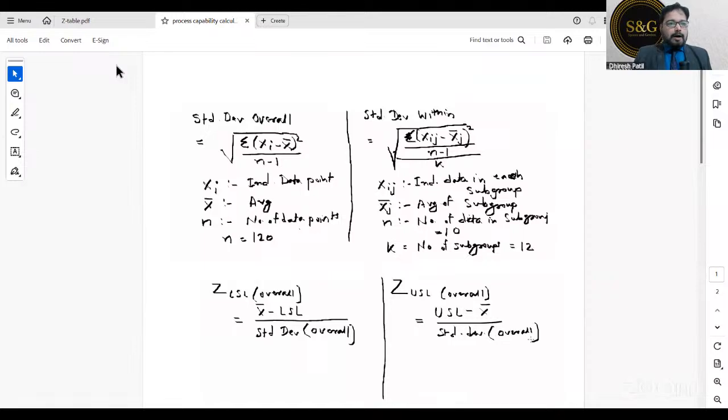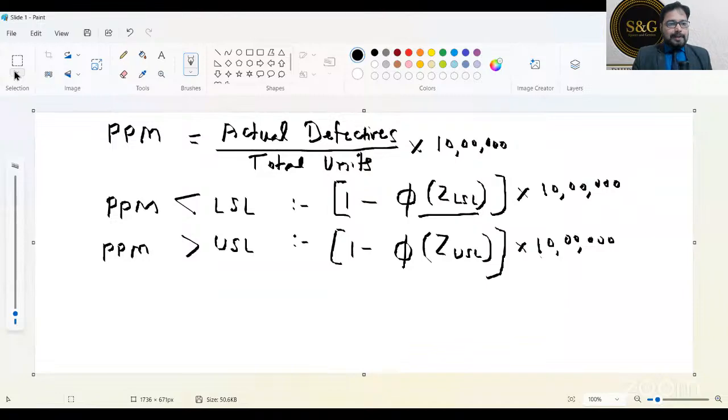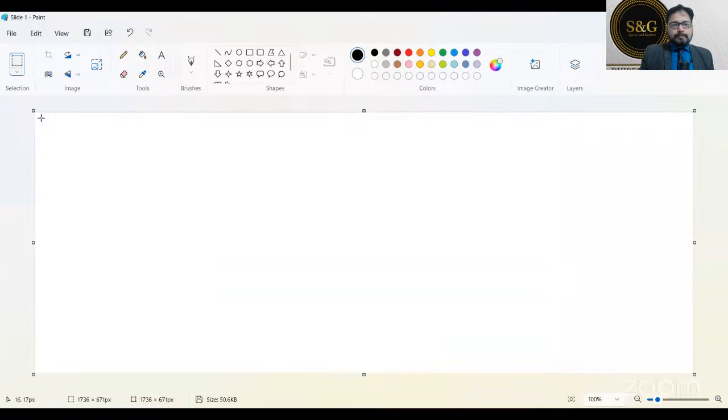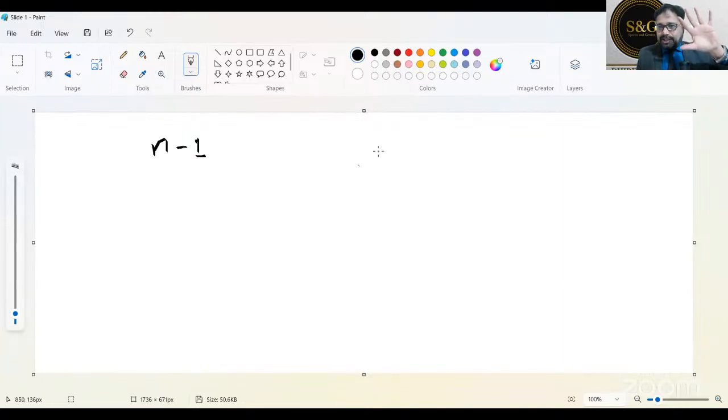Okay, ये n minus 1 क्या है? Let's try to understand this. Okay, it's called degree of freedom. So let's see, what is n minus 1? एक बार एक्सप्लेन कर देता हूं इसको. It is called as degree of freedom. What is degree of freedom? Degree of freedom is nothing but, okay, now just let's try to understand, just simplified version by this.